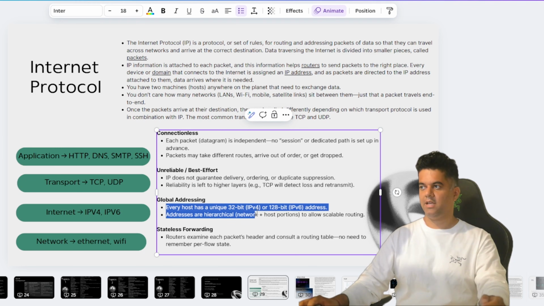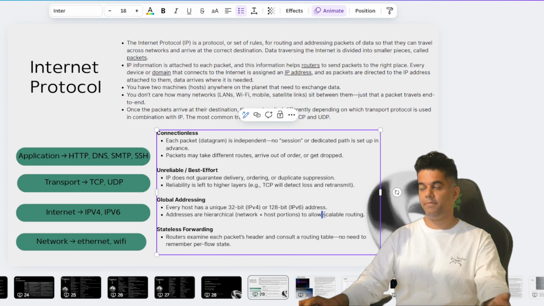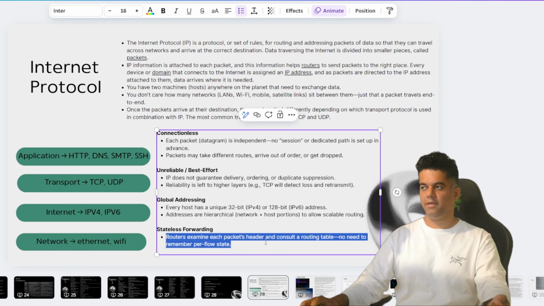And this, which is IPv4 and IPv6, is what we'll be discussing in the next video. These are the internet addresses, and they are hierarchical in nature, which helps us to scale the routing. They also have stateless forwarding, so routers examine each packet's header and consult a routing table. You don't need to remember any per-flow state.